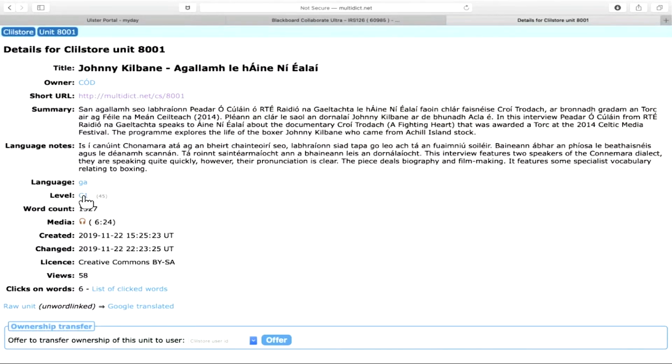the unit level, the word count for the transcript, the media type and its duration, the date the unit was created, the date it was last changed, the license under which the content has been provided, the number of views the unit has had, and the number of words that have been clicked within the unit.